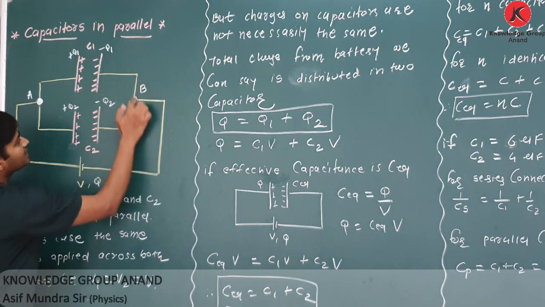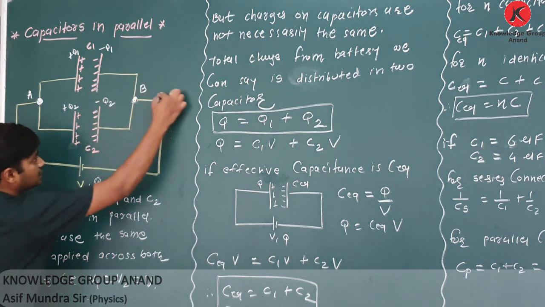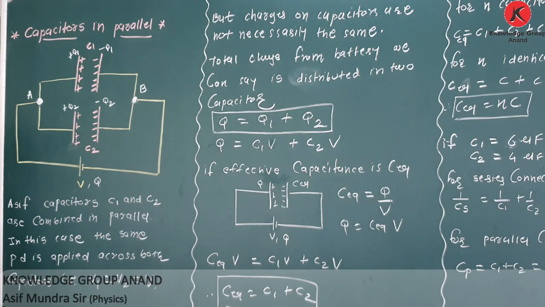Another thing, see, this point A is connected with this positive plate and this positive plate. And this point B is connected with the negative plate and negative plate. Clear? Because both these plates are connected with the positive terminal, and both these ends are connected with the negative terminal.